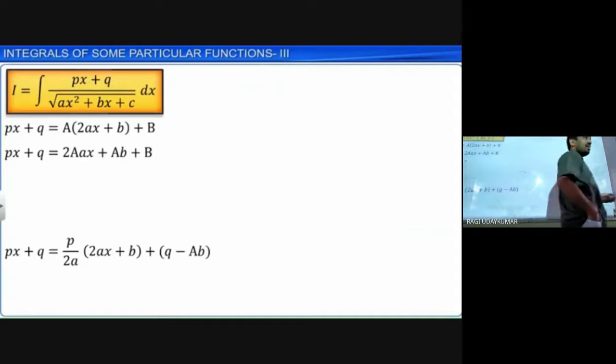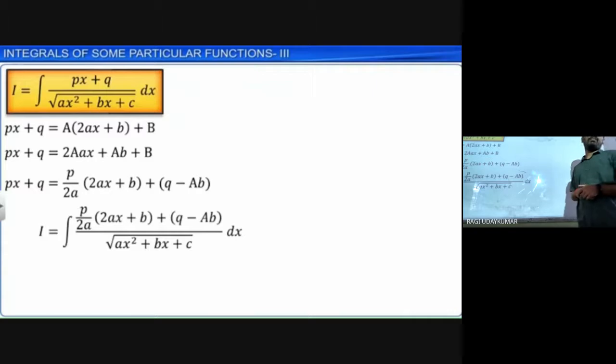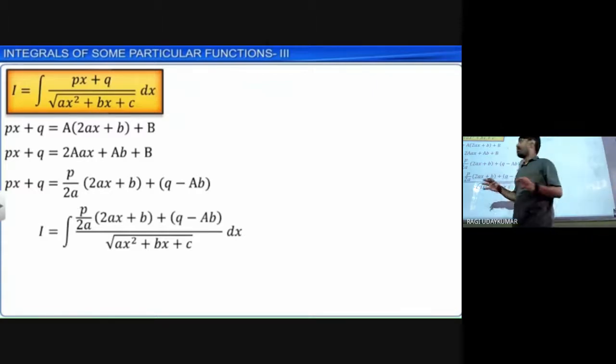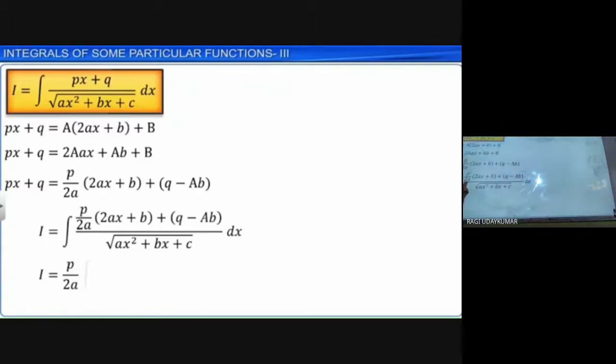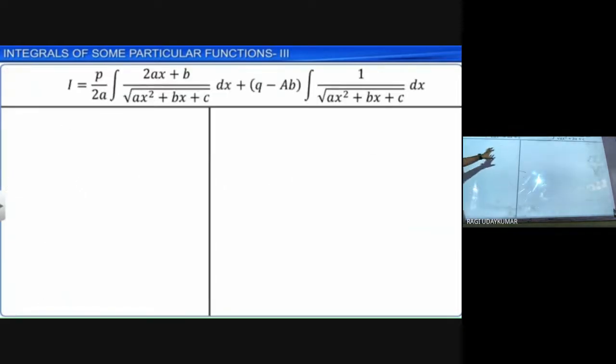Why we are considering? The given expression should be split into the different forms. Expression को split करना पड़ता है. So p by 2a into 2ax plus b, meaning f dash x by under root of f of x, we are going to get it. This is first integral and this is second integral you need to consider. A first integral है, second, two parts we are going to get.